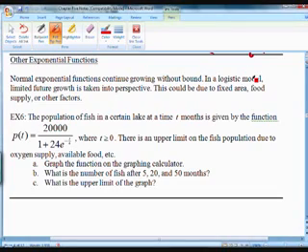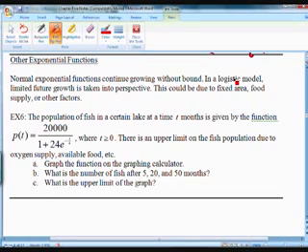In a logistic model, limited future growth is taken into perspective. This could be due to fixed area, food supply, or other factors. So the positive here is before the population reaches so much, we'll run out of food and people will die off. So that's the positive of this.